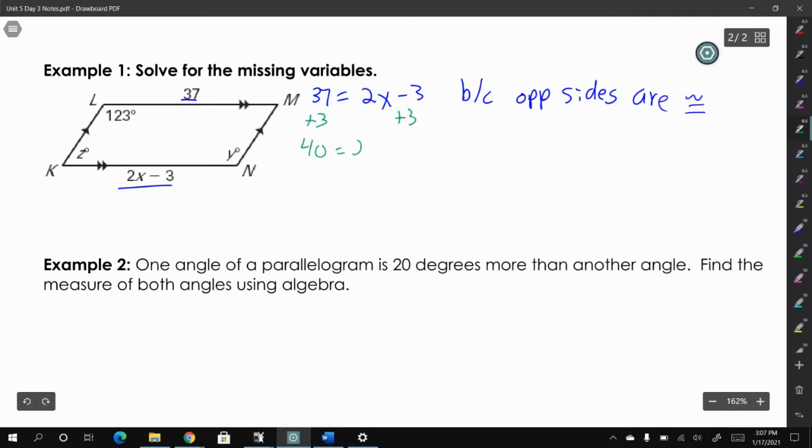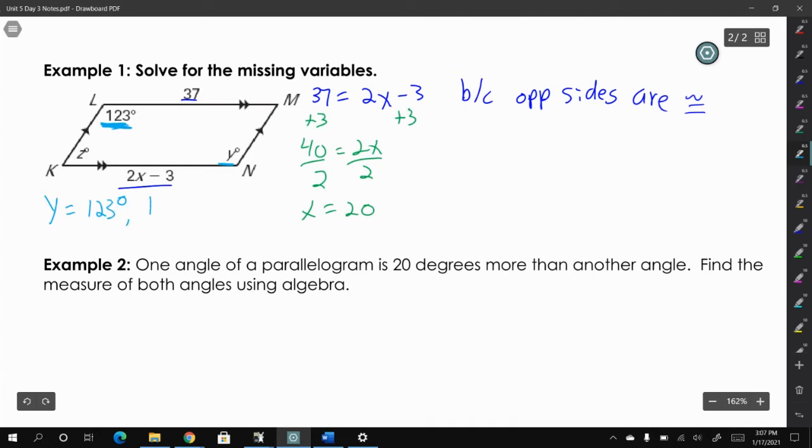So we get 40 equals 2x. Divide both sides by 2. X equals 20. Okay, so now with y, I see this angle L is 120. This angle N is y. Those are opposite angles. So that means y is also equal to 123 degrees.